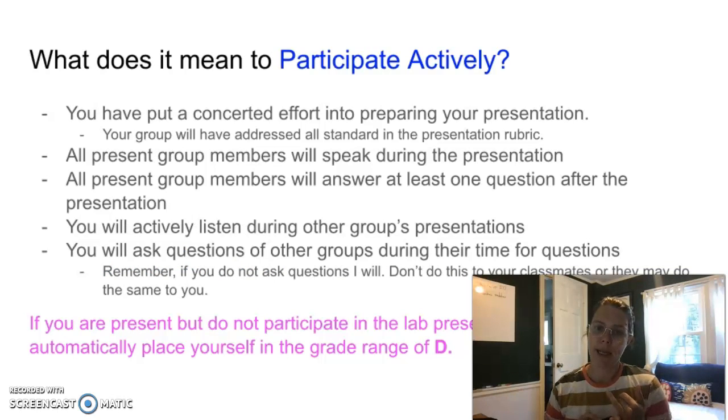So participating actively means that you have put concerted effort into preparing your presentation. So that means that your group will have addressed all standards in our presentation rubric, which you can find in the Start Here documents. All present group members should plan on speaking during the presentation. And I want to just note that everybody presenting will be expected to answer at least one question.